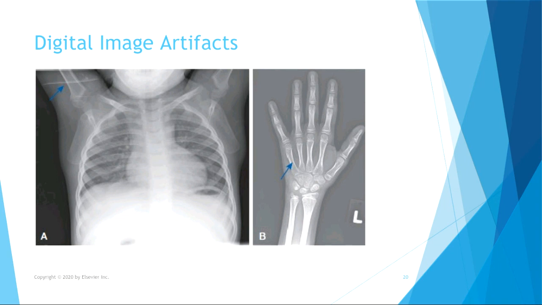When we look at some of the digital image artifacts, this picture is actually on this page 110, and they show you the bright lines they reference in the shoulder image on this pediatric chest are a result of scratches on the actual imaging plate. So this is not something in the patient, it's actually a result of scratches in the imaging plate.